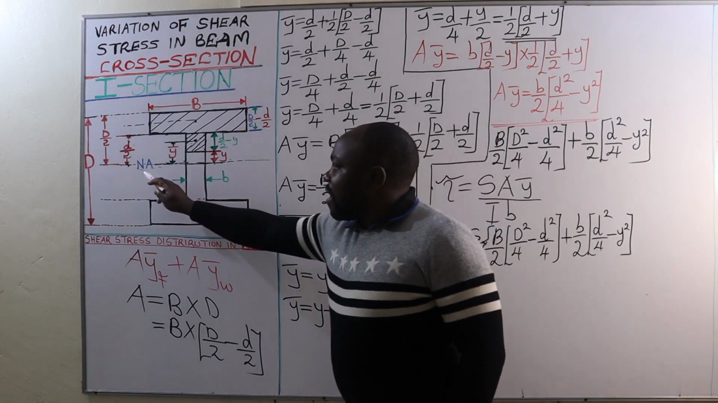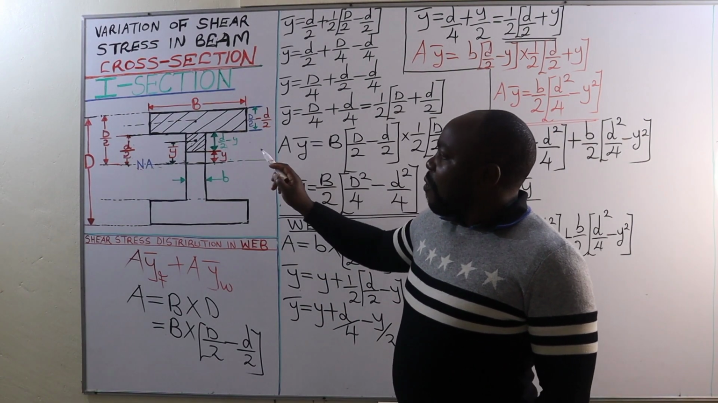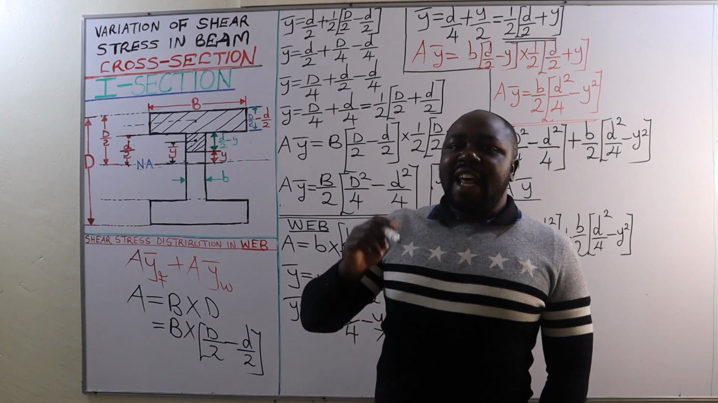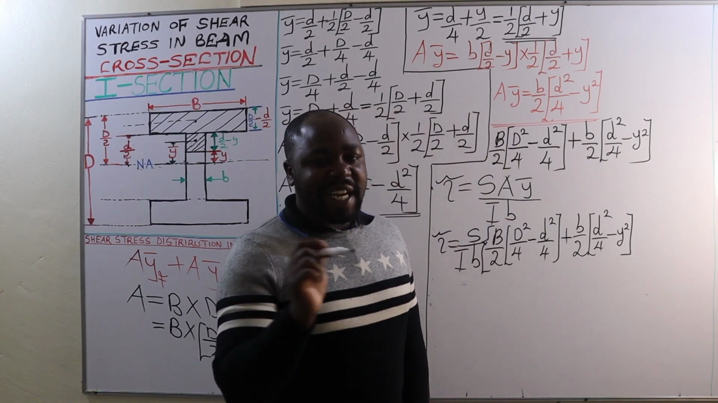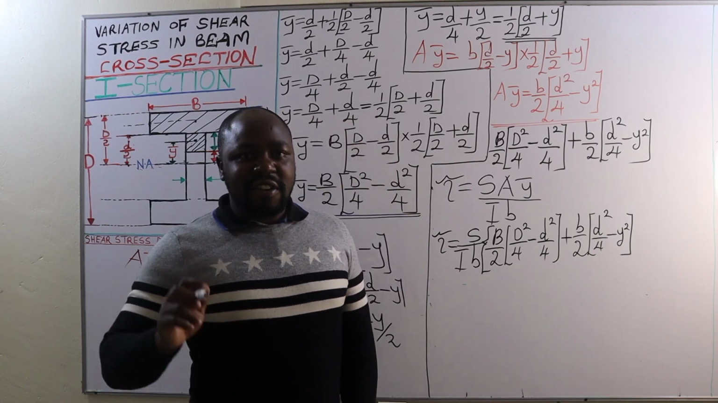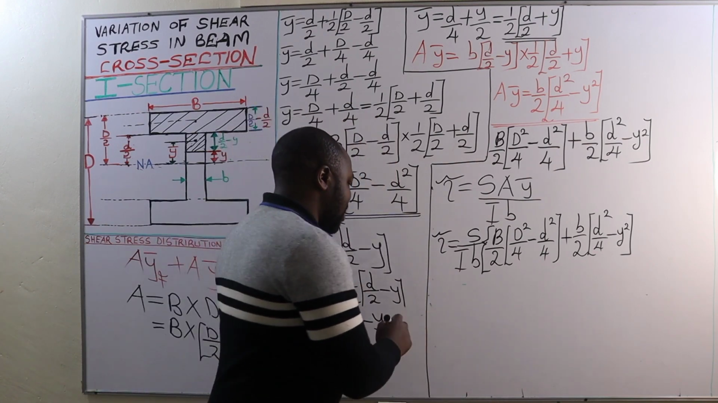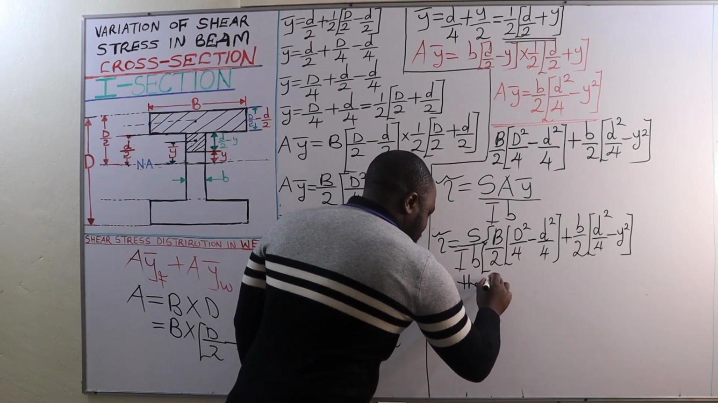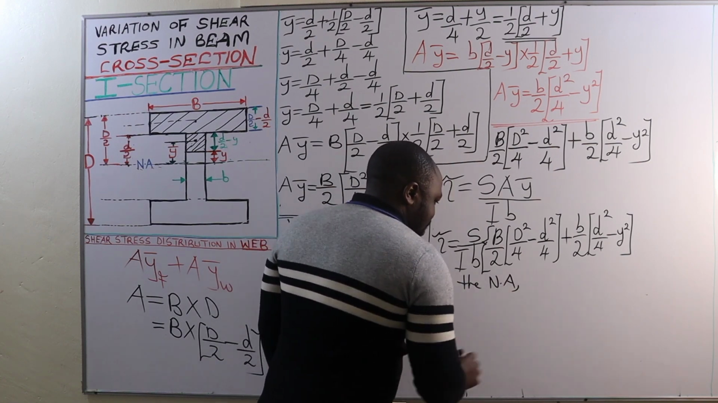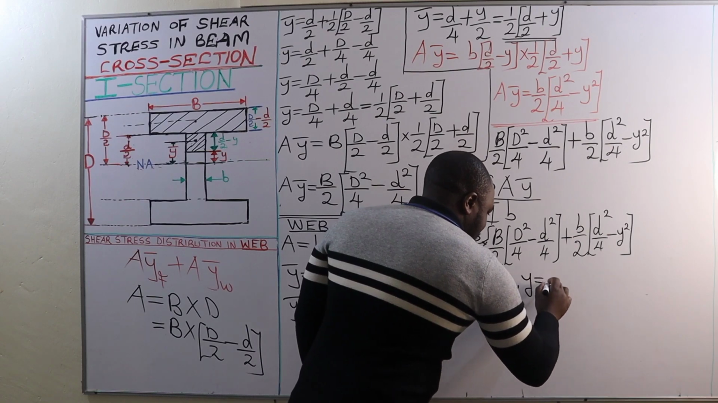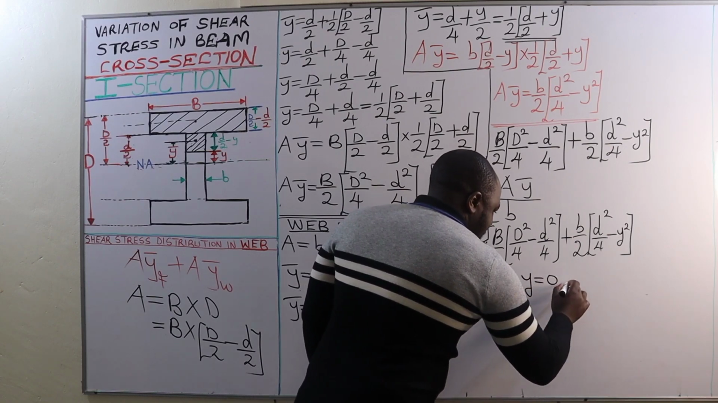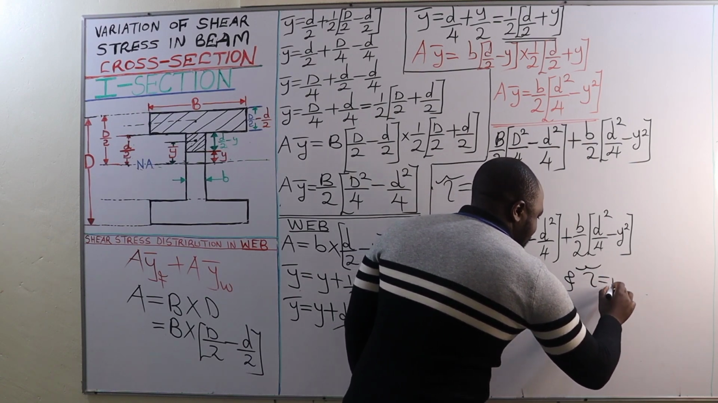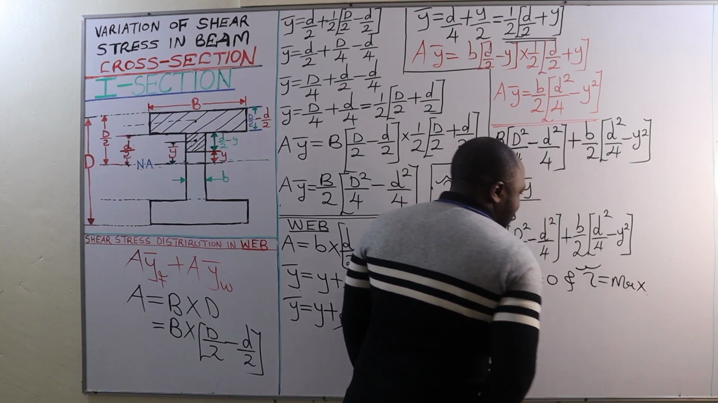But at the neutral axis, y is 0. The value of y is 0 at the neutral axis, and that's where the shear stress is maximum. So when y is 0, shear stress is maximum. So you can say that at the neutral axis, y is equal to 0 and shear stress is equal to maximum.